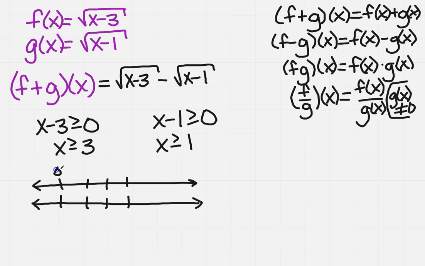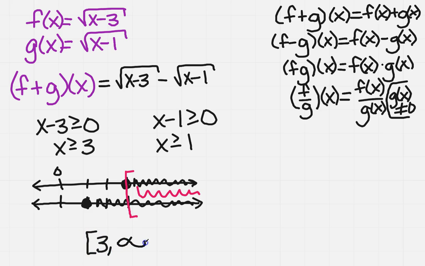Okay, so let's say that this is 0. The first one says it's greater than or equal to 3. So here's 3, it equals it, and it goes this way. And the other one says that it is greater than or equal to 1, and we're going to shade to the right. Now, what I want to find out is, where are they the same? Well, it's not until I get to right here and I move forward that they are the same. So that means that your domain is going to be including 3 to infinity.